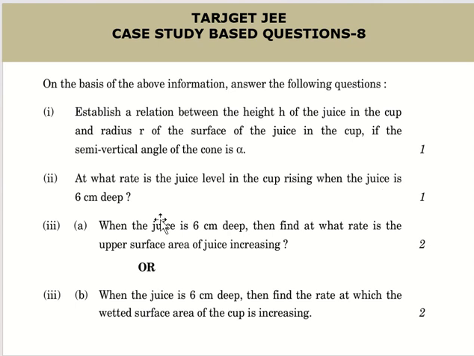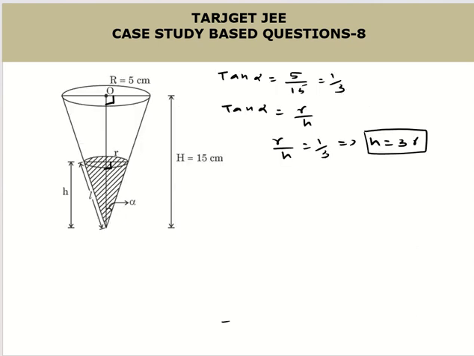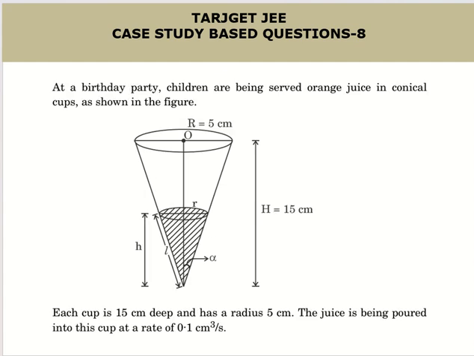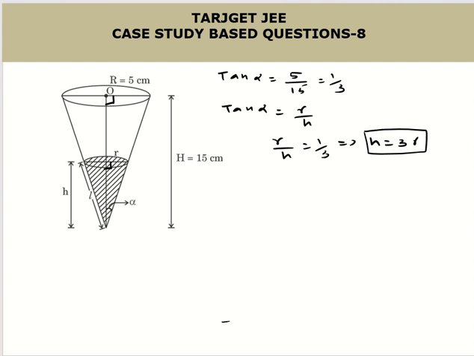The second part of the question is, at what rate is the juice level in the cup rising when the juice is 6 centimeters deep? That means they are asking what is dh by dt. But we are given dV by dt is equal to 0.1 centimeter cube per second. We are asked to find out dh by dt.